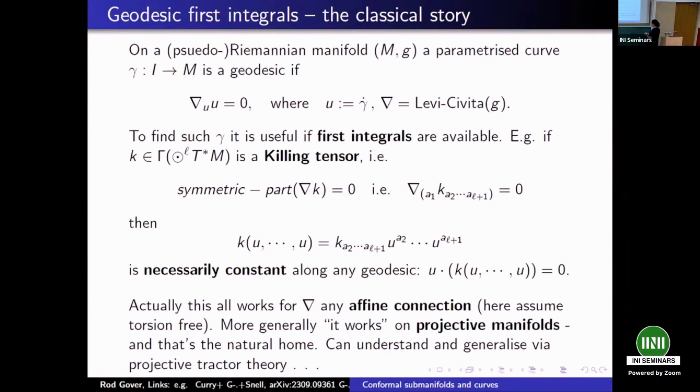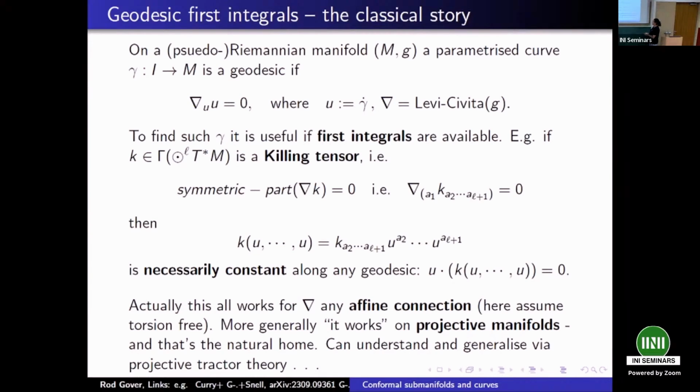Okay, but suppose we have such a Killing tensor, then this gives a first integral for geodesics. How do you see that? Well, you just saturate this tensor by contracting in the velocity as many times as you can. So you get a function along the curve. There it is written in indices. And this has to be constant along the curve if it's a geodesic.